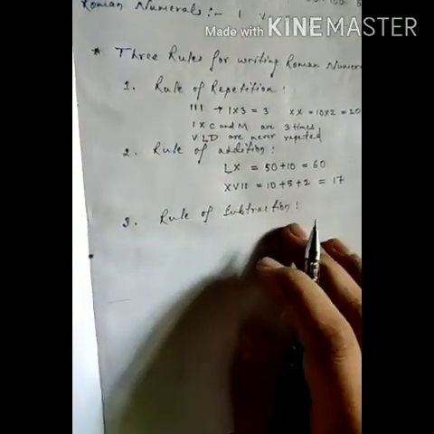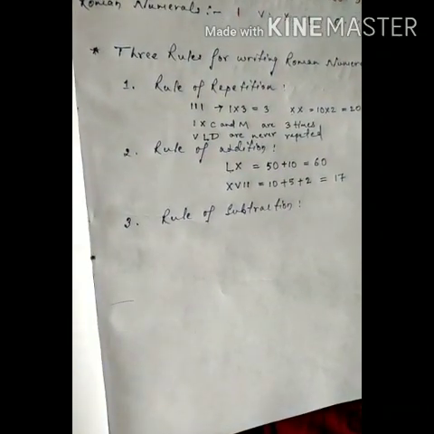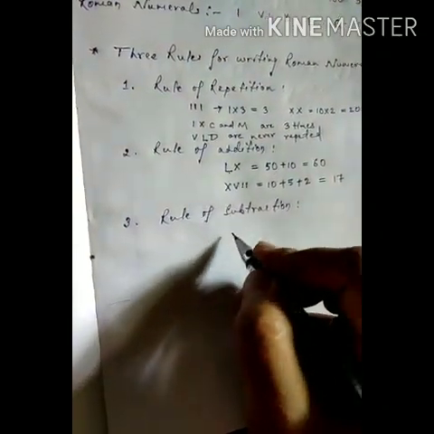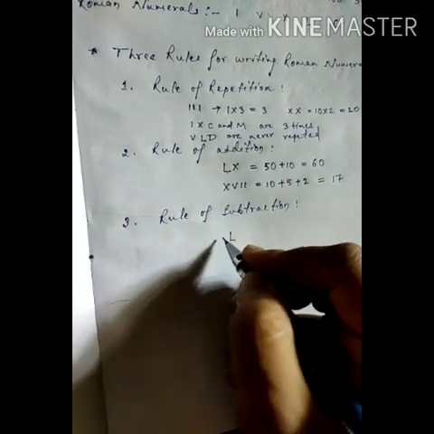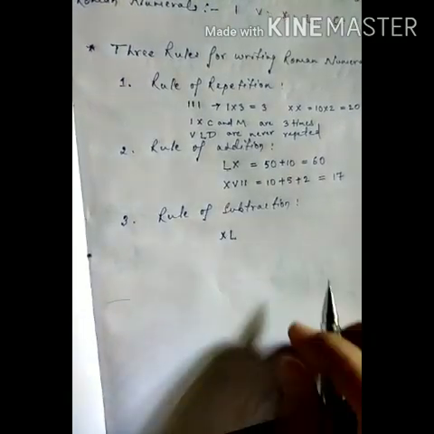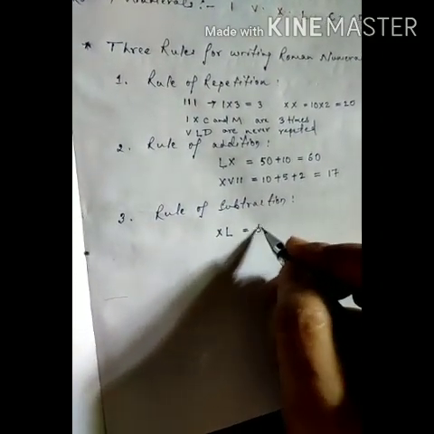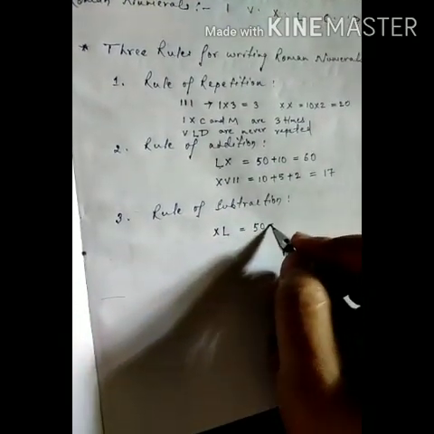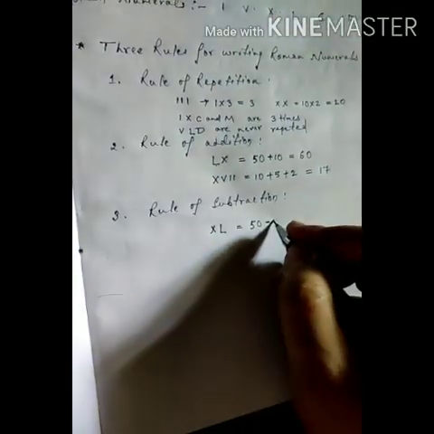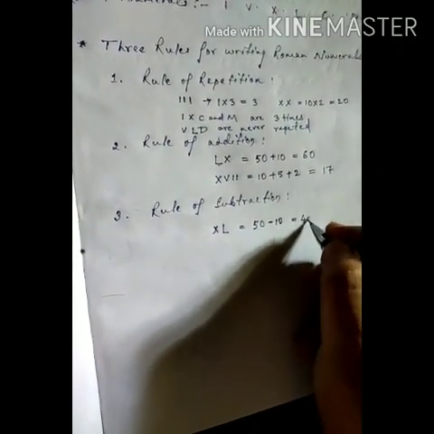Next comes the rule of subtraction. The subtraction rule is similar to addition, only the smaller numeral is written on the left hand side of the greater numeral. For example, X and L, with X on the left hand side. As we know, L means 50, and as X is written on the left hand side of L, we subtract X, that means 10. So 50 minus 10 will give you 40.